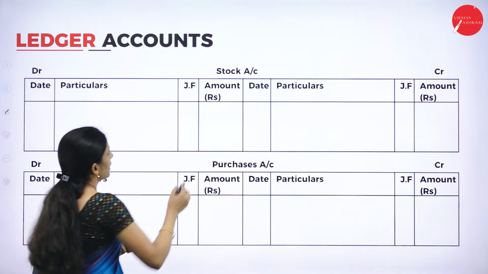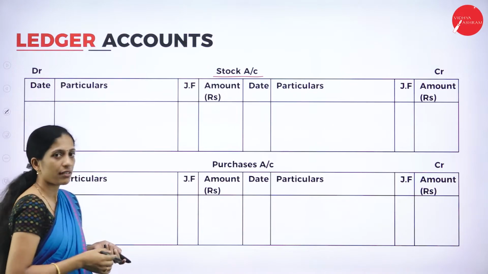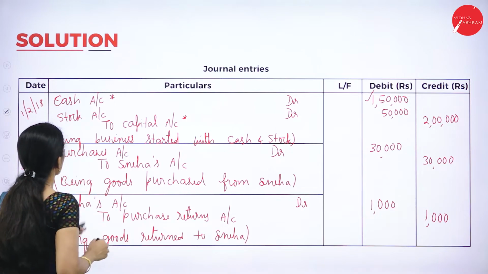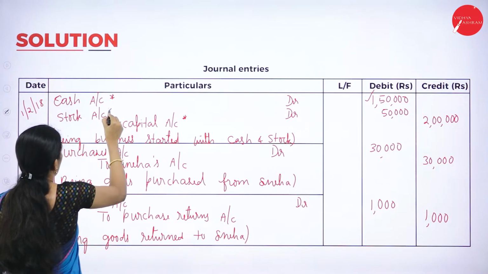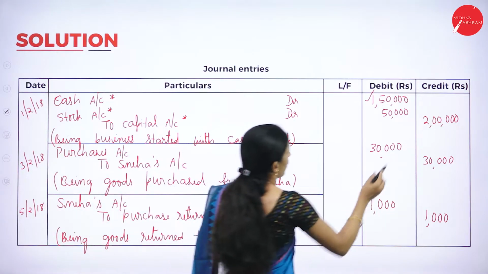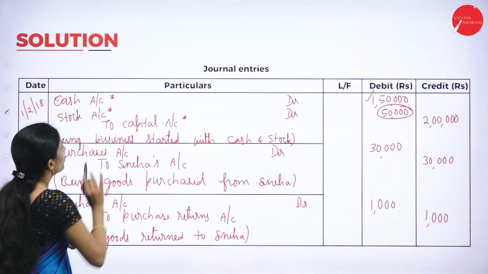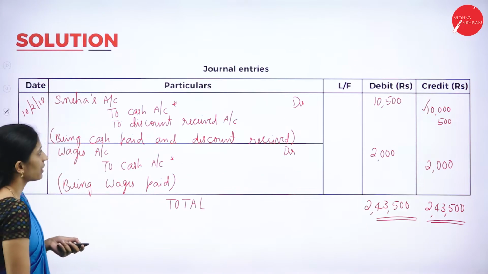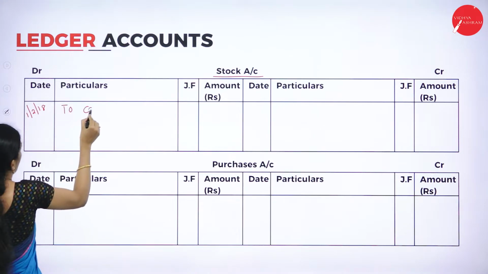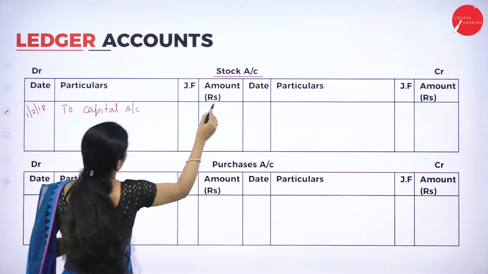Now moving on to the next account, that is stock account. So here also we have to make the entries. First we shall go through the journal entries and find out where there is stock account. So here there is stock account. So how do we write? To capital account, and the amount to be written is how much? 50,000. So 1/2/2018 to capital account 50,000.